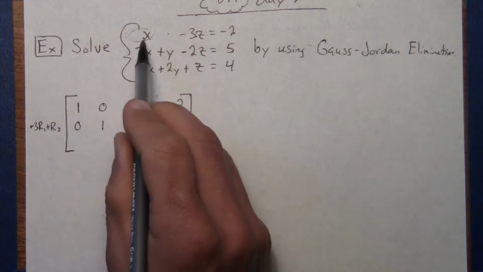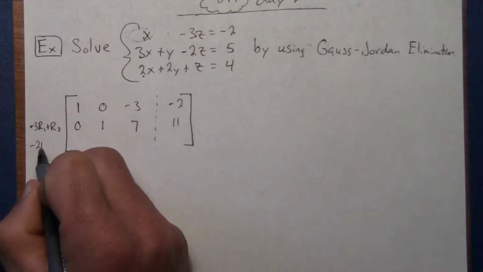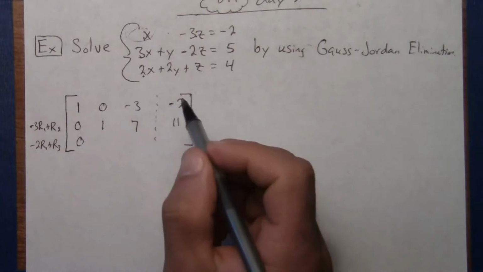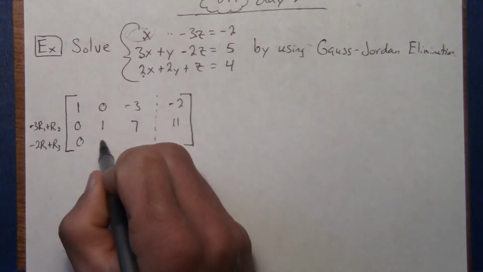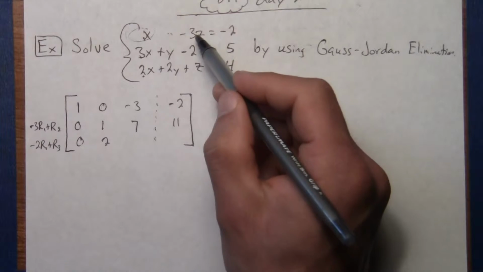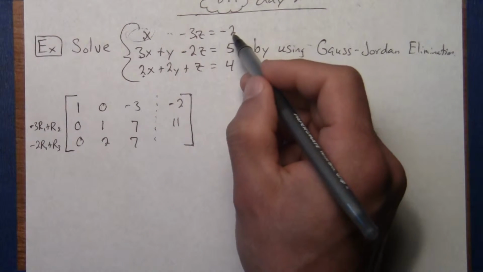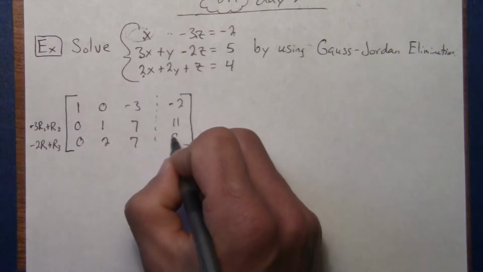And then to get rid of this 2, I would multiply by negative 2. So negative 2 times row 1 plus row 3. And that'll give me a 0 here that I want. 0 plus 2 or 2. It's going to give me 6 plus 1 or 7. And 4 plus 4 or 8.